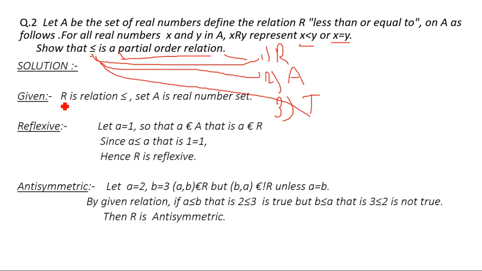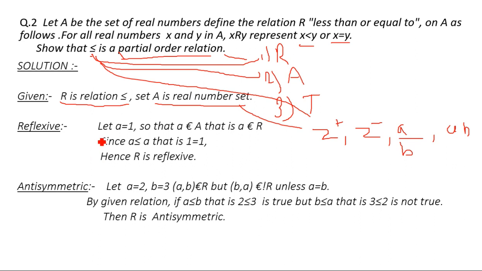Now, what is given? R is a relation which is less than or equal to, and set A is the real number set. Now, what does the real number set mean? The real number set contains all positive integers, all negative integers, all fraction numbers, and all the decimal values.